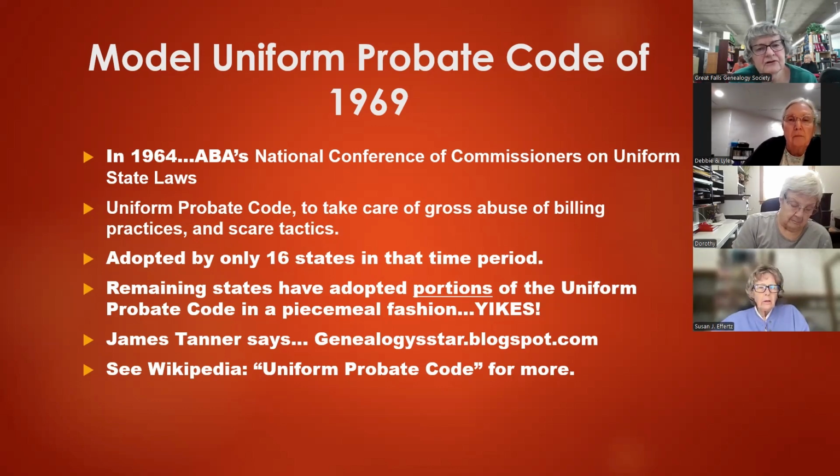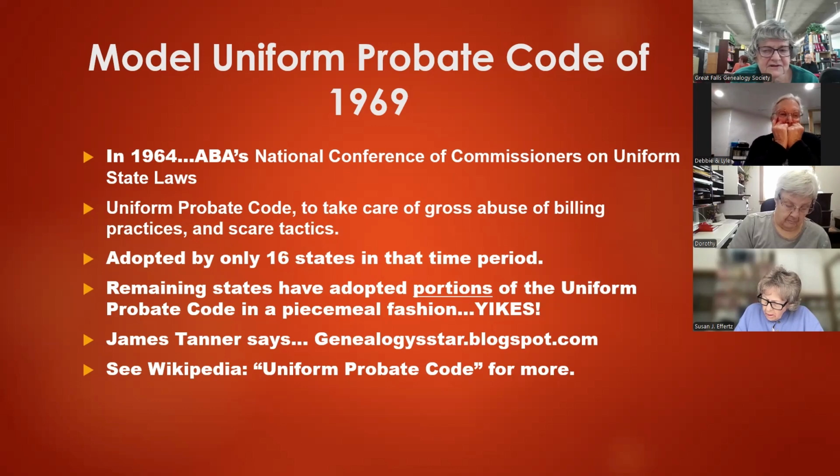What's important for you to know is that that Model Uniform Probate Code of 69 is only adopted by 16 states in full. So you're going to want to go out and look at the states. California adopted part of it. You'll have states who say that they adopted all of it, but they didn't, so be very careful. The remaining states have adopted portions, however, of that Uniform Probate Code. Every single state has, but in a piecemeal fashion. So I'm just telling you, it's my warning.